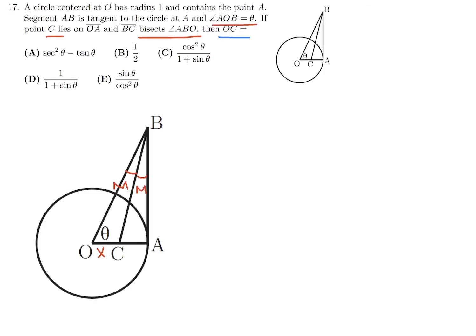Okay, anything else that we can label? Well, this is a tangent point, point A, so this is a right angle. And I think that's it so far.